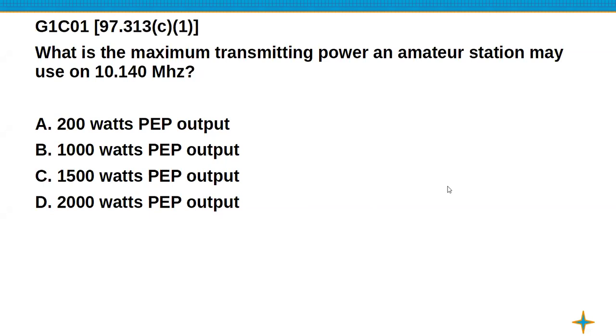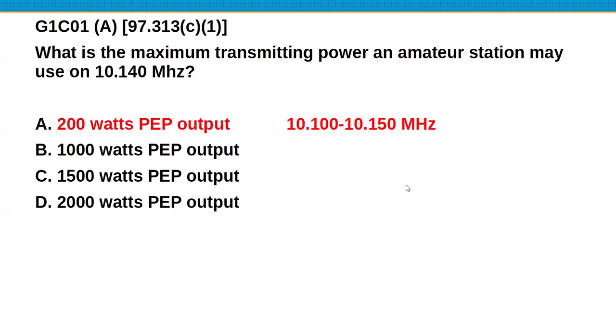What's the maximum transmitting power a station may use on 10.140 megahertz? Charlie. Okay, so remember, 10 megahertz is 30 meters.